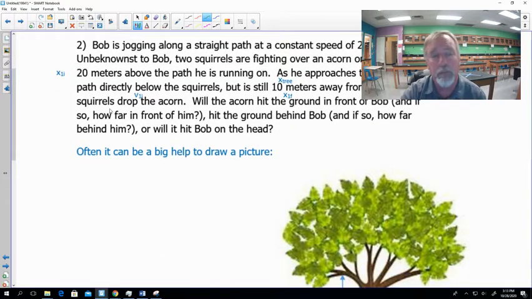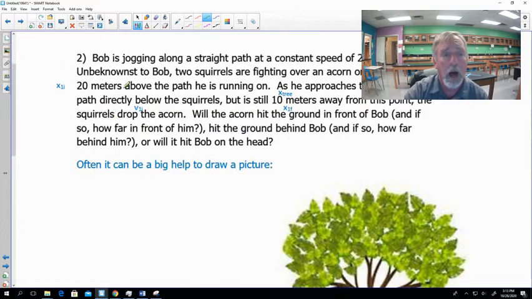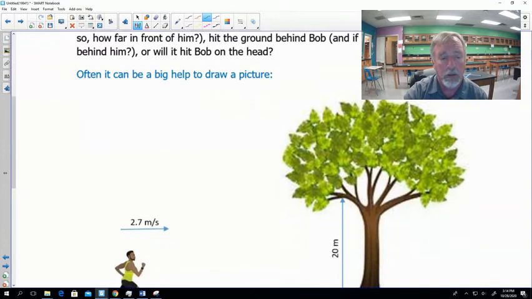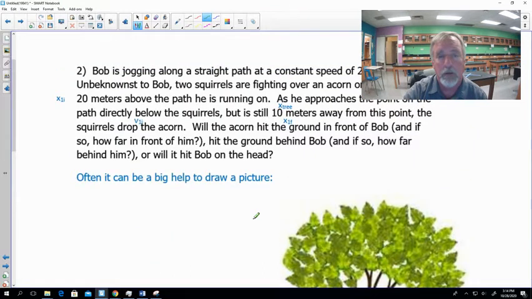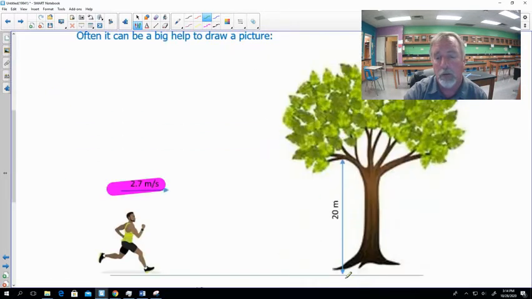Oftentimes I find drawing a picture is very helpful. So this time I drew a picture of our problem. Bob is jogging along a straight path at a constant speed of 2.7 meters per second. So down here I've got Bob and he's moving at 2.7 meters a second. Let's continue on in our problem. Unbeknownst to Bob, 2 squirrels are fighting over an acorn on a tree branch 20 meters above the path he is running on. All right, so there we go.